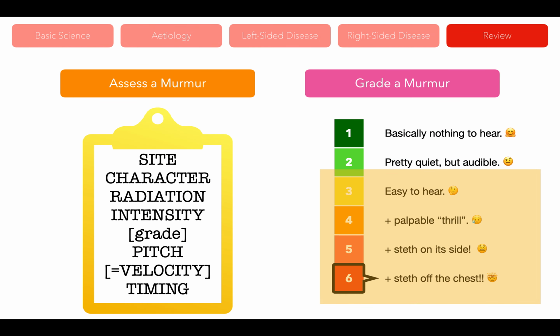So we tend to say that 3 to 6 is the danger zone. So as soon as you can easily hear a murmur, right the way down to feeling it, stethoscope on its side, no stethoscope, these are becoming dangerous murmurs.